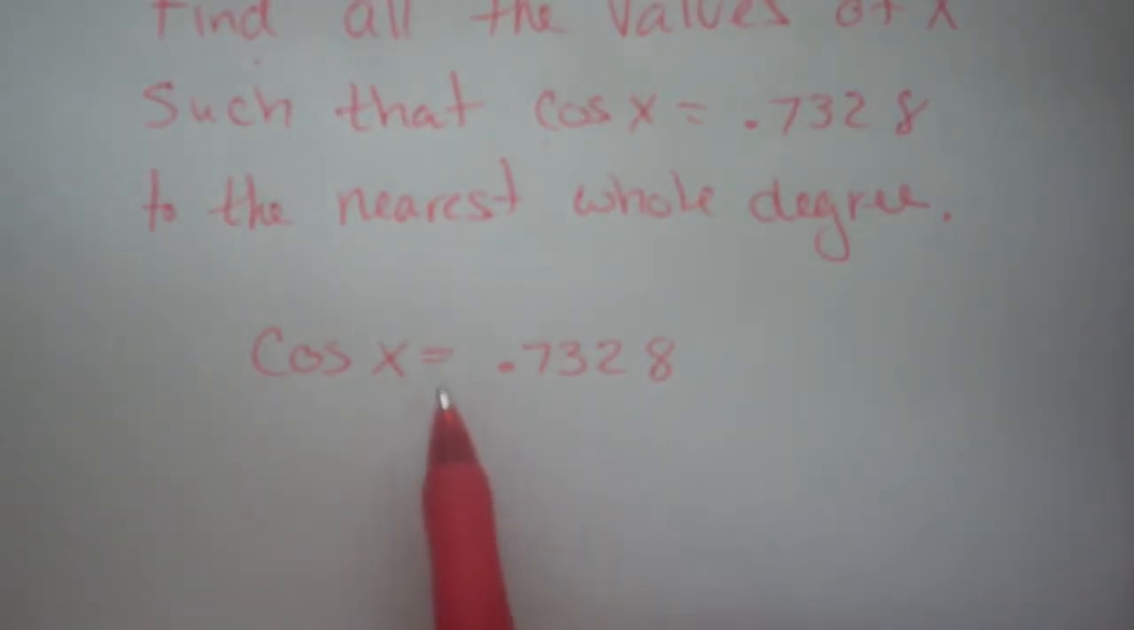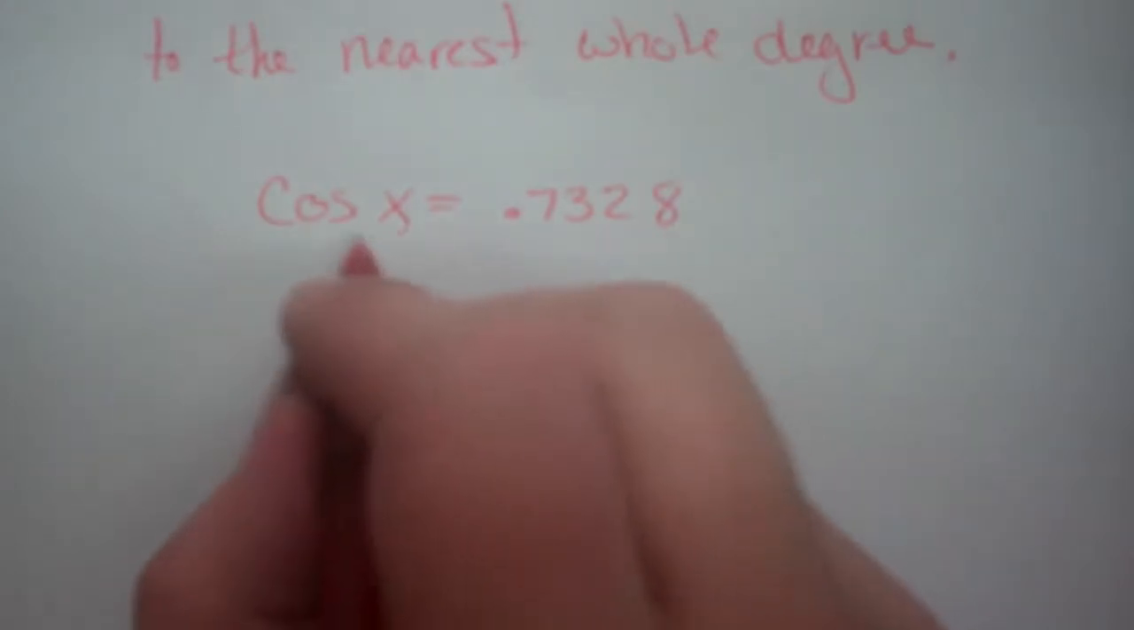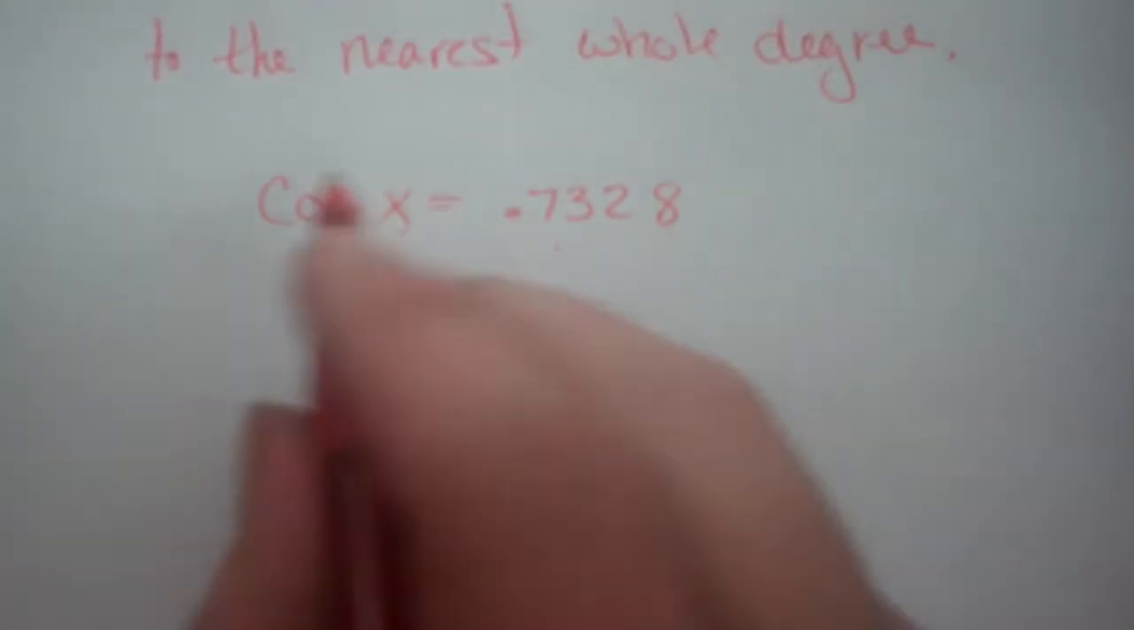0.7328. And to solve this equation means finding the angles that we could put into x so that the cosine of that angle would be equal to this number. And here's how we can do that. I'm going to take the inverse cosine of both sides of this equation.